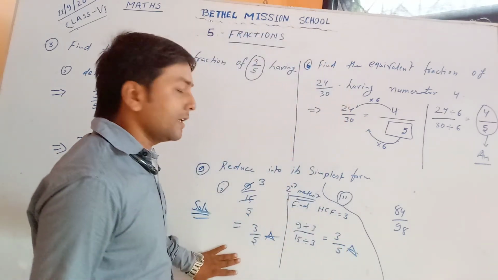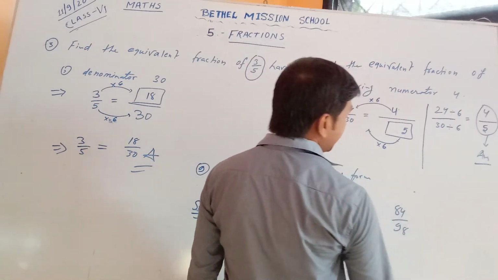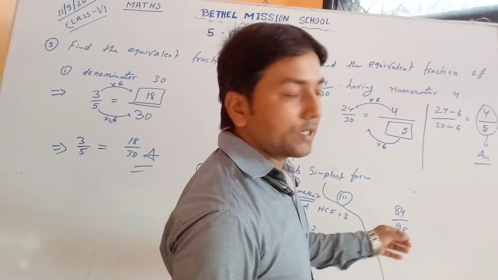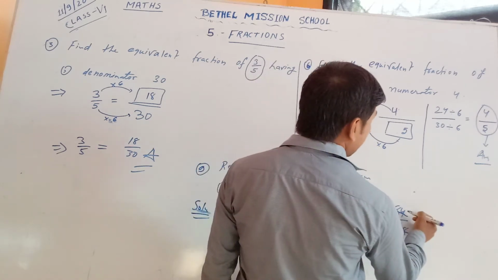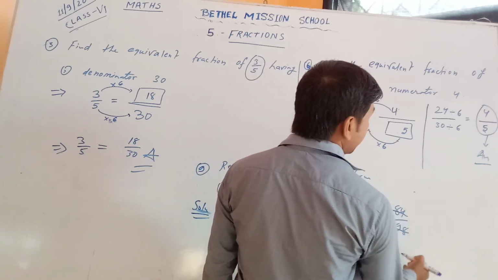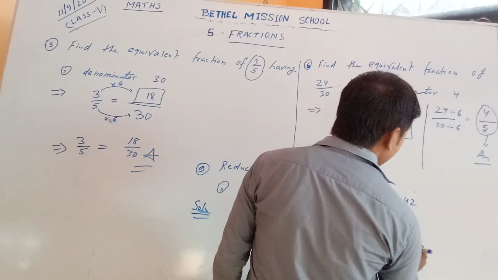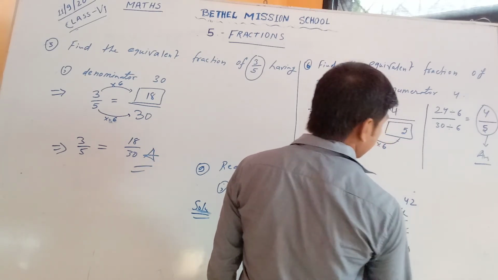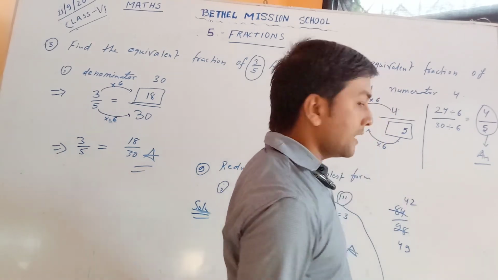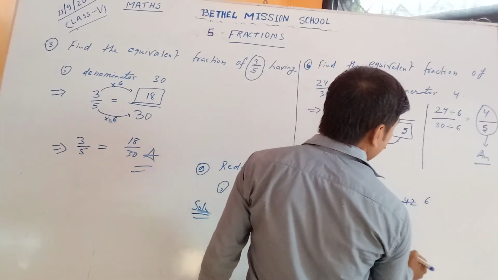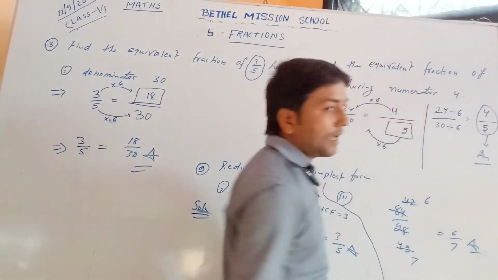So I think the first method is better, so I use the first method. So 84 and 98, by which table or number can you cut? We can cut both by 2, because the unit digits are 4 and 8. So this is 42, and here 2 4s are 8 and 2 9s are 18. Now in which table are both available? 7 table, 7 6s are 42 and 7 7s are 49. So 6 upon 7 will be the answer.